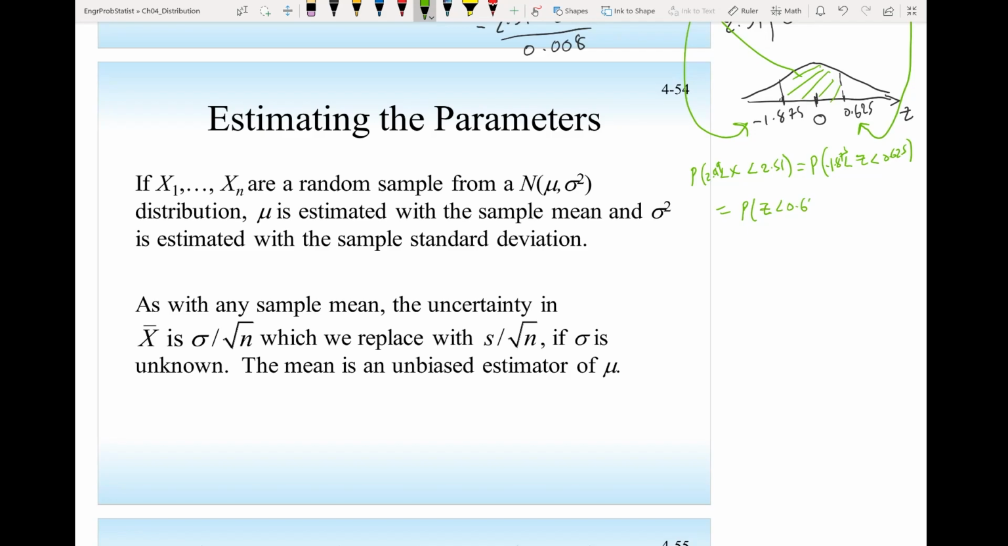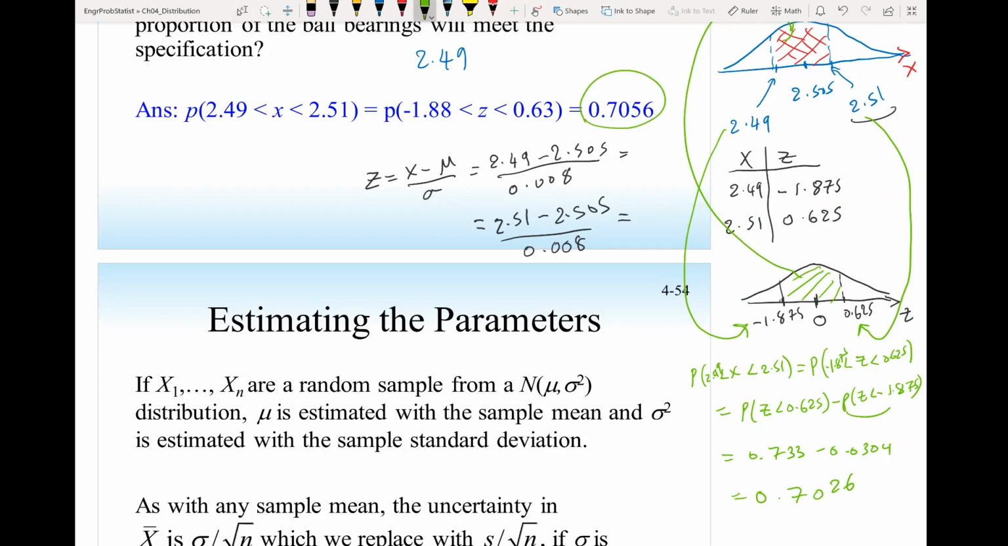Okay, so we go back to our problem, and we said this is the same as the probability z less than 0.625 minus the probability z less than minus 1.875. From the table, we find this probability to be 0.733, and this probability we found to be 0.0304, and the difference is 0.7026, which is close enough. It depends on the approximation. If you use a computer, it will give you the answer perfectly.